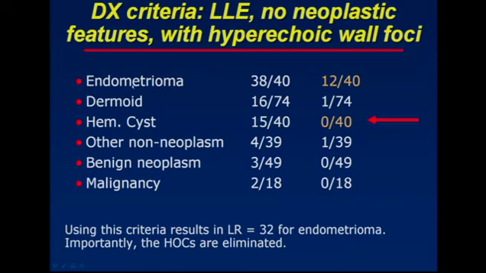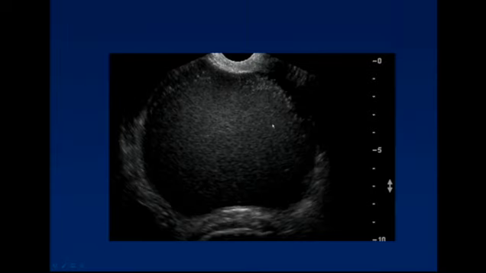So yes, most endometriomas, in fact probably all endometriomas, have low-level echoes. But unfortunately, many acute hemorrhagic cysts also have diffuse low-level echoes.